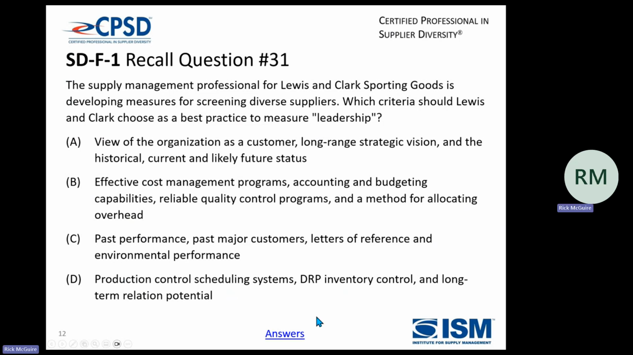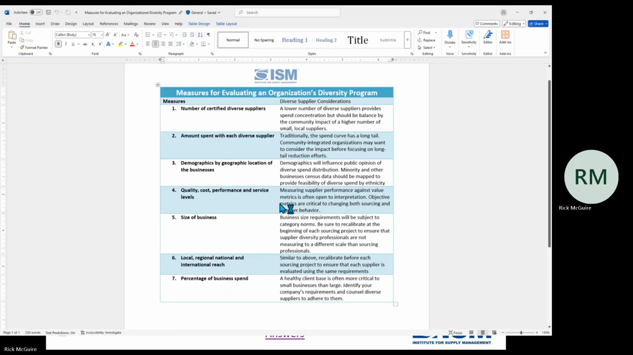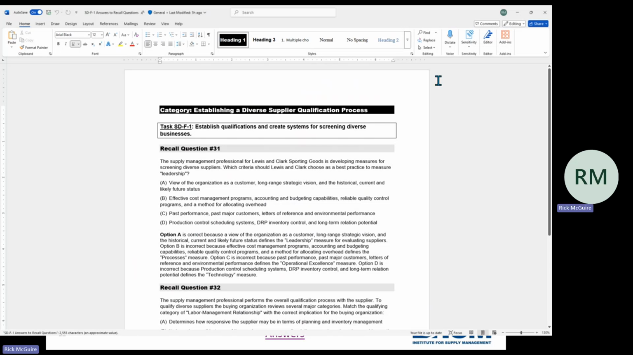Supply management professional for Lewis and Clark Sporting Goods is developing measures for screening diverse suppliers. Which criteria should Lewis and Clark choose as a best practice to measure leadership? View of the organization as a customer, long-range strategic vision, and historical, current, and likely future status. Well, could be. Effective cost management programs, accounting, budgeting capabilities, no. Past performance, past major customers, leaders, letters of reference, no. Production control systems, DRP systems, no. Got to be A. A it is.